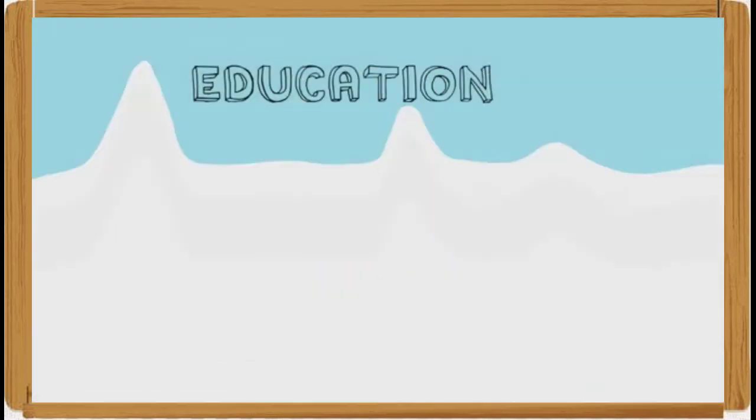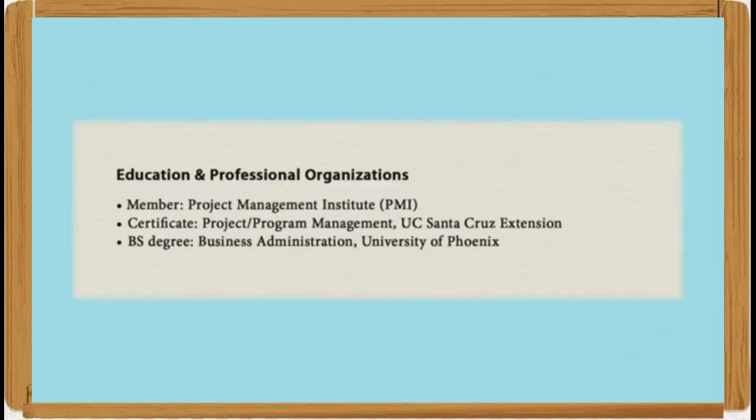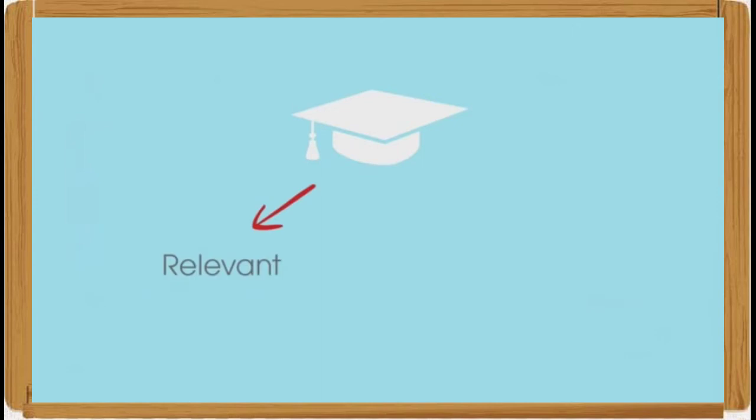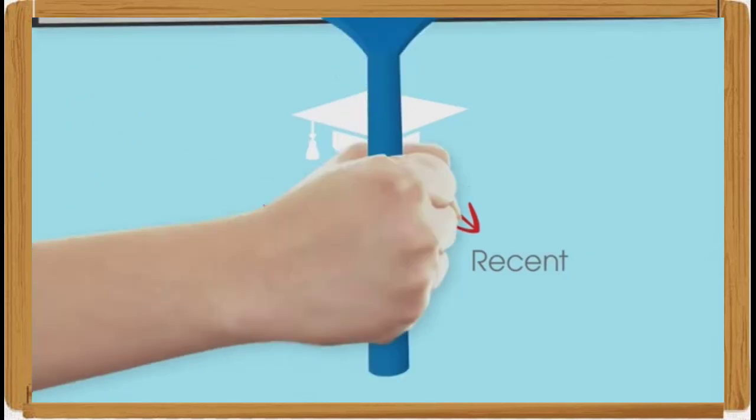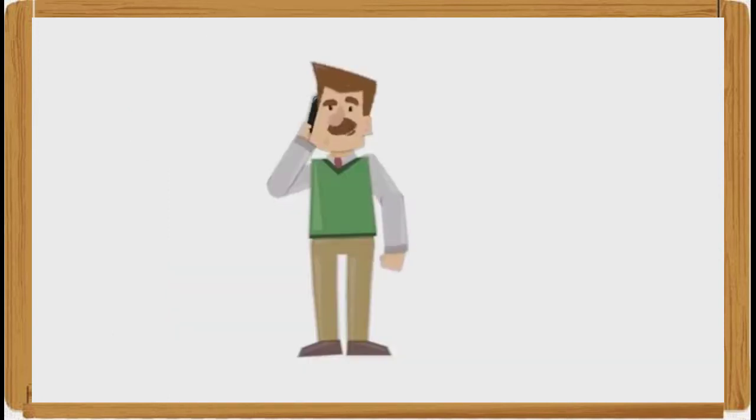Typically, the last section of the resume is education. How do your educational credentials support your ability to do this job? Include relevant education and include dates if the education is recent, meaning in the last 3 to 5 years. Now that you have a better understanding of the 5 parts of a resume, take a look at your resume and see if you are on track to creating a marketing flyer that will get your phone to ring.